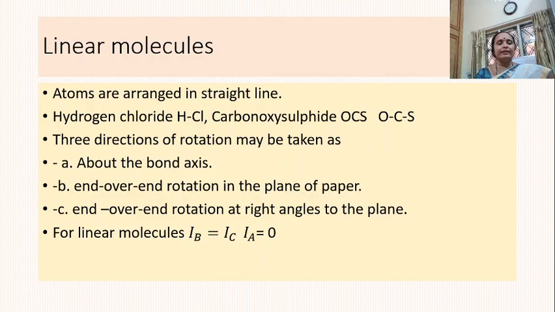So we have three directions of rotation: one about the bond axis, another end over end rotation in the plane of paper, and end over end rotation at right angles to the plane. For a linear molecule, IB is equal to IC and IA is equal to 0.